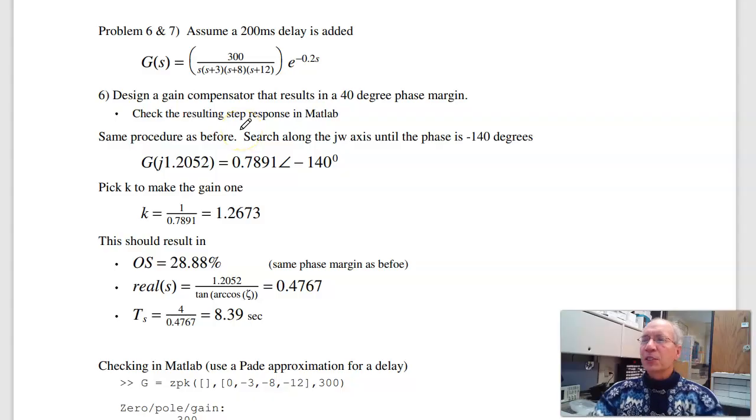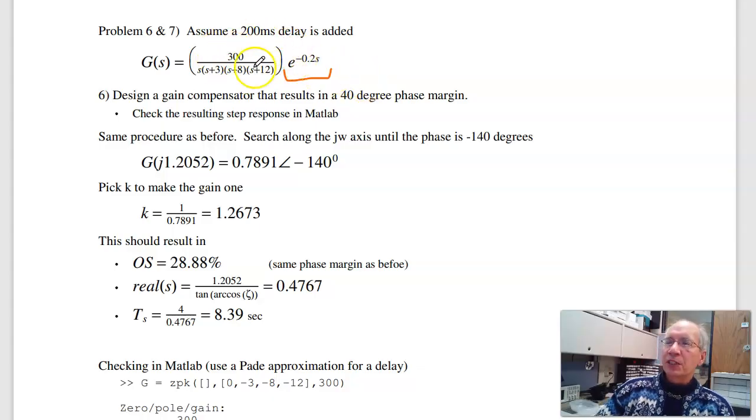Problem 6. Suppose I add a delay. That's this guy right here. The beauty of frequency domain is I don't have a problem with delays. As long as I can tell you the phase and the gain, I have no problem. Same as before. Now search where is the phase of G of S minus 140 degrees. That's at 1.2 radians per second. Make the gain 1. There's K.